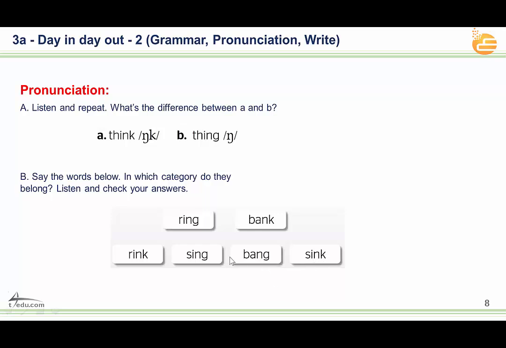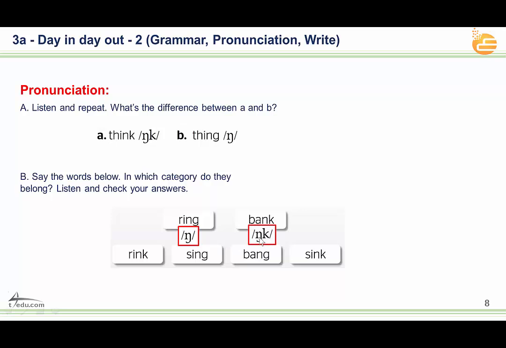Very nice. Okay, so what about the first one? What do you think? Ring. It's just like A or B? Ng or nk? Exactly. Ng. Ring. Bank. A or B? Exactly, just like A. Bank.